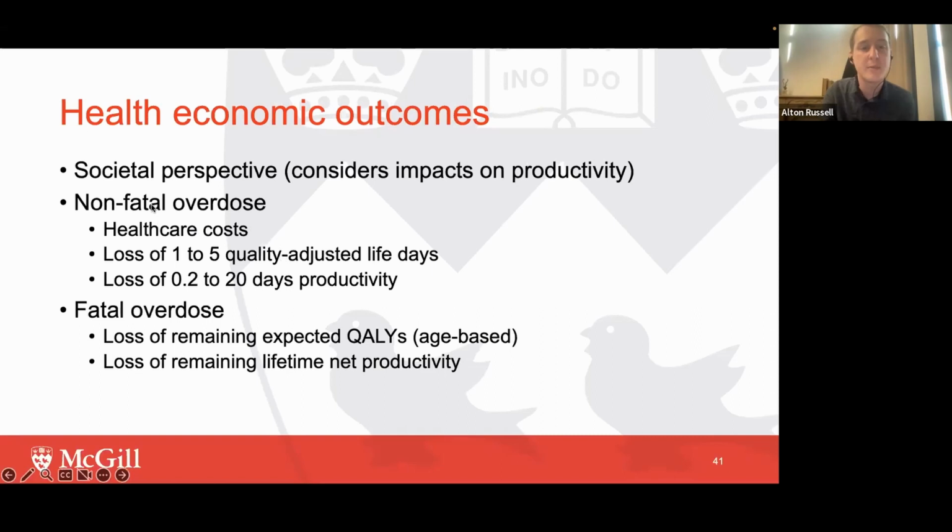So for health economic outcomes, we use a societal perspective. So we included productivity impacts of both fatal and non-fatal overdoses. For a non-fatal overdose, we included a healthcare cost, a loss of some quality of life days and some productivity. Again, there wasn't very much in the literature for actual quality loss due to non-fatal overdoses. But it doesn't matter that much for our analysis because the real benefit is preventing the fatal overdoses. If a fatal overdose occurs, we assume that the person will lose their remaining quality of life years, which are based on their age, and the loss of remaining lifetime net productivity.